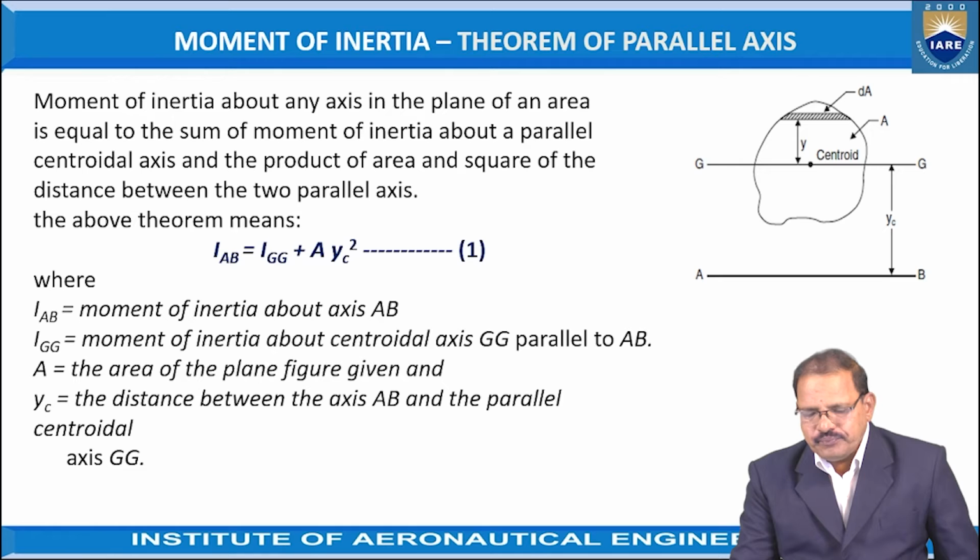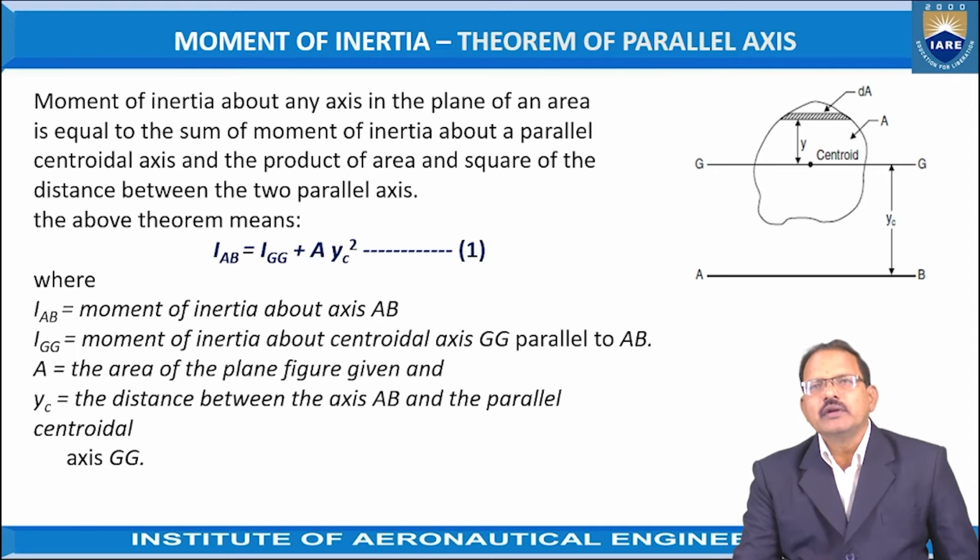Okay, theorem of parallel axis. The moment of inertia about any axis in the plane of an area is equal to the sum of the moment of inertia about a parallel central axis and the product of area and the square of the distance between the two parallel axes.